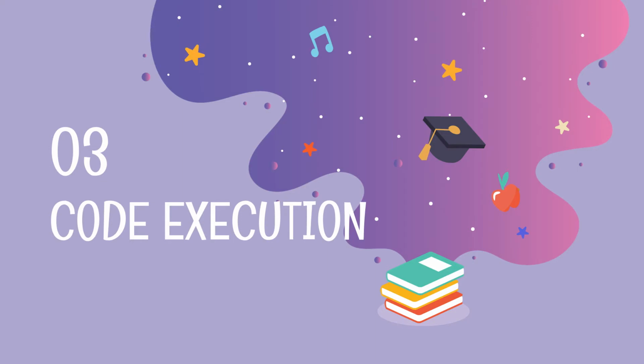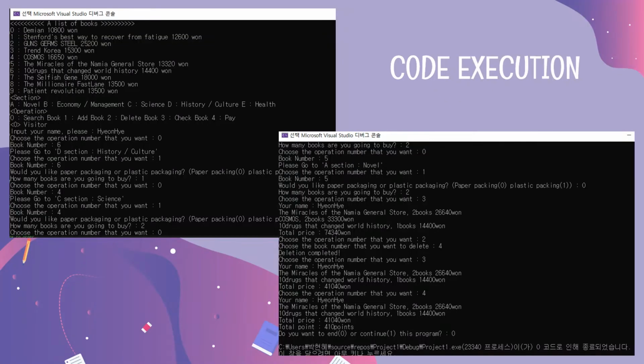The third thing I want to show you is code execution. Now I'm going to show you how to execute the code that I've described earlier. Write my name where you write the visitor's name. Find the location of book number 6, 10 Drugs That Changed World History, and put a book in your shopping cart. Find the location of the fourth book, Cosmos, and put 2 books in my shopping cart. Find the location of the fifth book, The Miracles of the Namiya General Store, and put 2 books in my shopping cart.